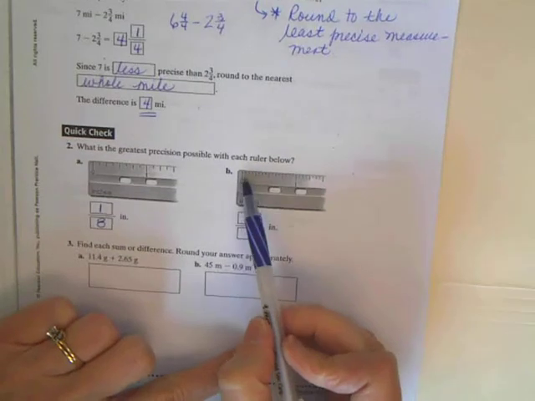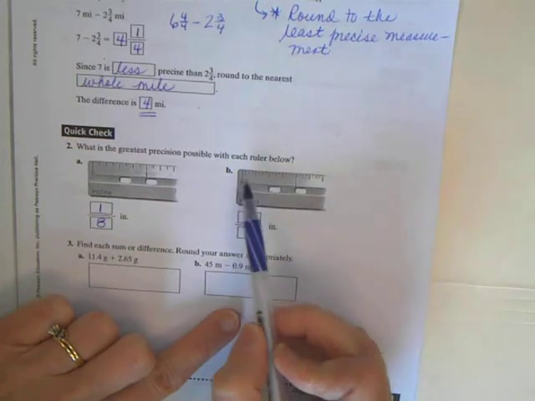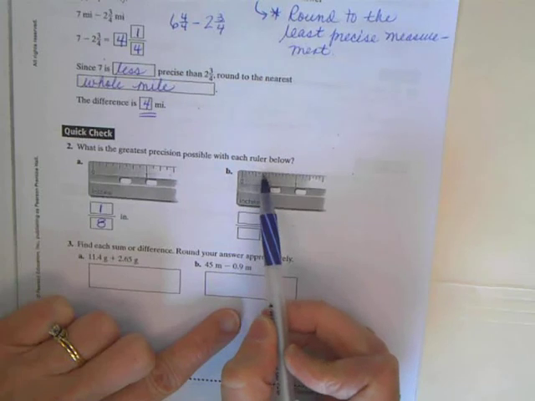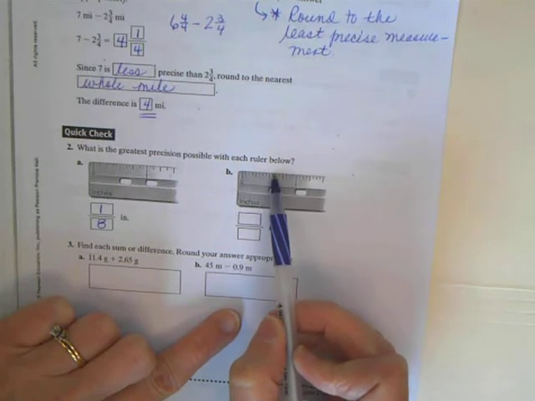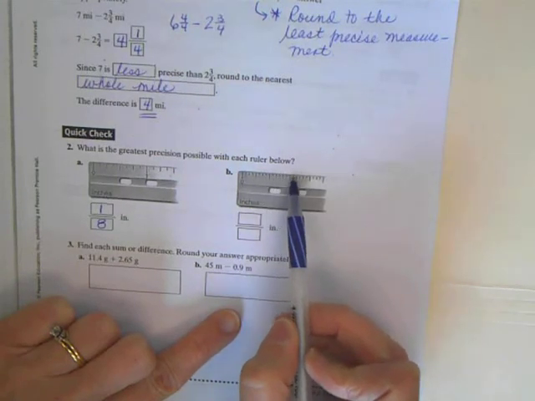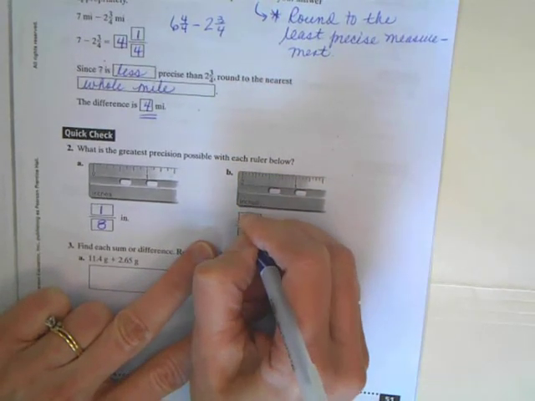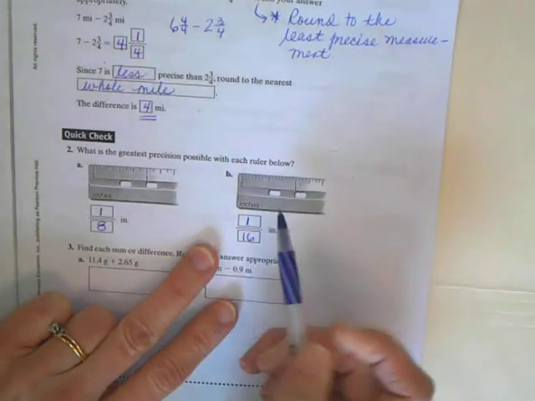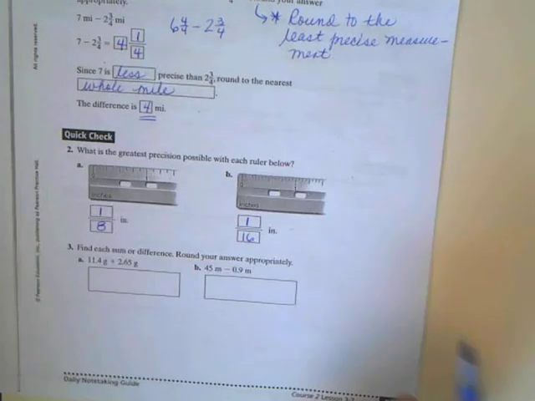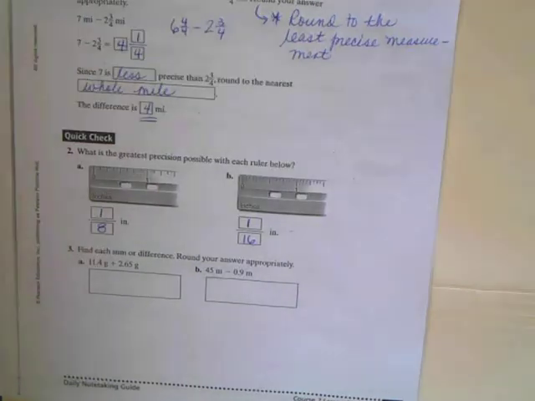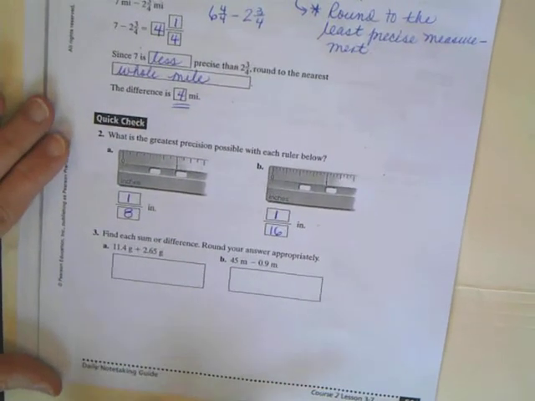When you look at this one, if you'll count, you're going to find 16. 1, 2, 3, 4, 5, 6, 7, 8, 9, 10, 11, 12, 13, 14, 15, 16. So the precision here is 1/16 of an inch. Again, the markings are such that the closest you can measure is to the nearest 16th of an inch. That's all that really wanted you to do there.